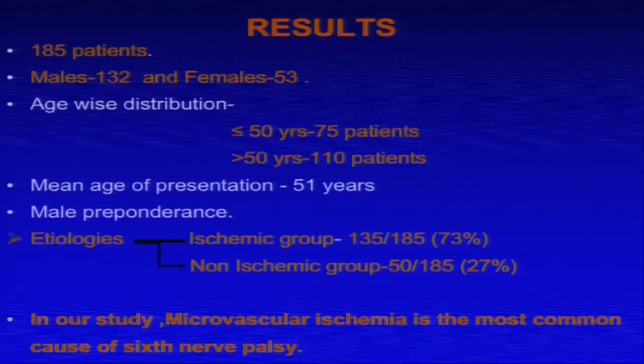Data was analyzed and interpreted. Results: out of 185 patients, males were 132 and females were 53. Age-wise distribution: 50 and less than 50 years were 75 patients, more than 50 years were 110 patients. The mean age was 51 years with male preponderance. We divide the etiologies into ischemic and non-ischemic groups. Those patients presenting with vasculopathic risk factors like diabetes, hypertension, hyperlipidemia, and coronary artery disease are included in the ischemic group.